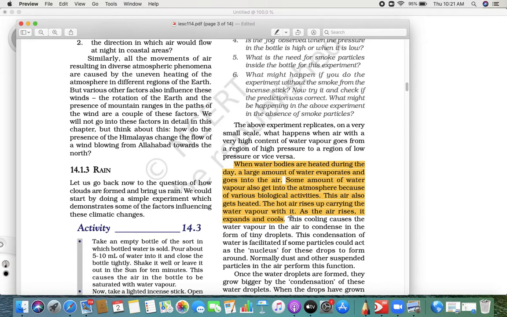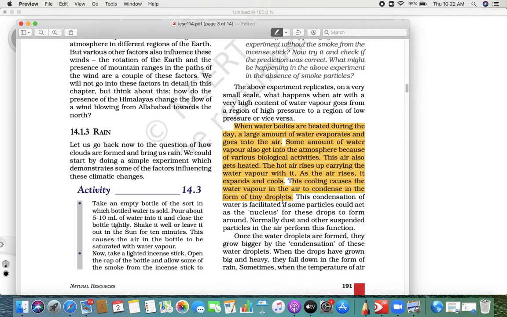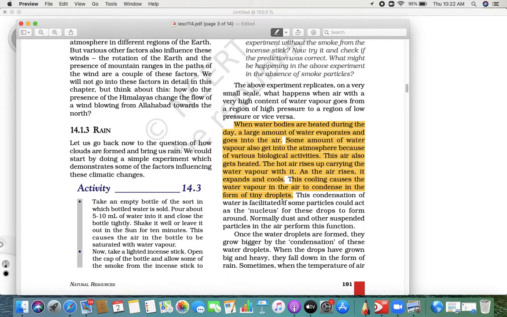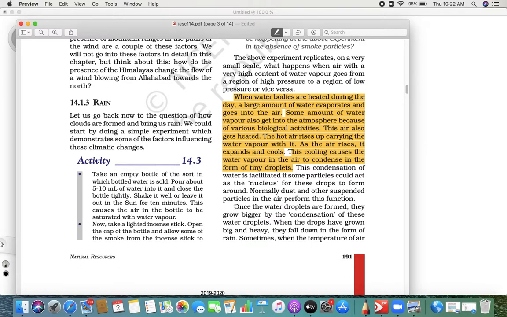Yes, condense. You know what condensation is, we told you, right? So this condenses and is converted into tiny droplets. This condensation is facilitated if some particles act as nuclei. The upper atmosphere and the wind carry some dust and other suspended particles also. This process continues and the droplets keep on accumulating. The droplets become bigger, and the moment they become big and heavy, they fall down in the form of rain.